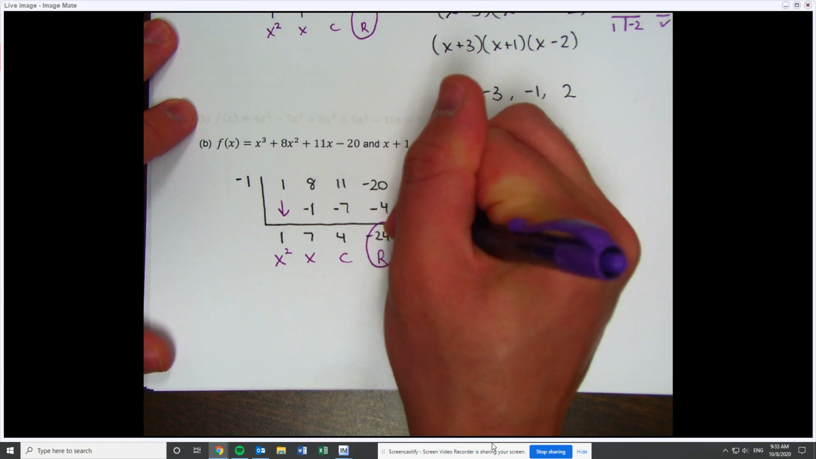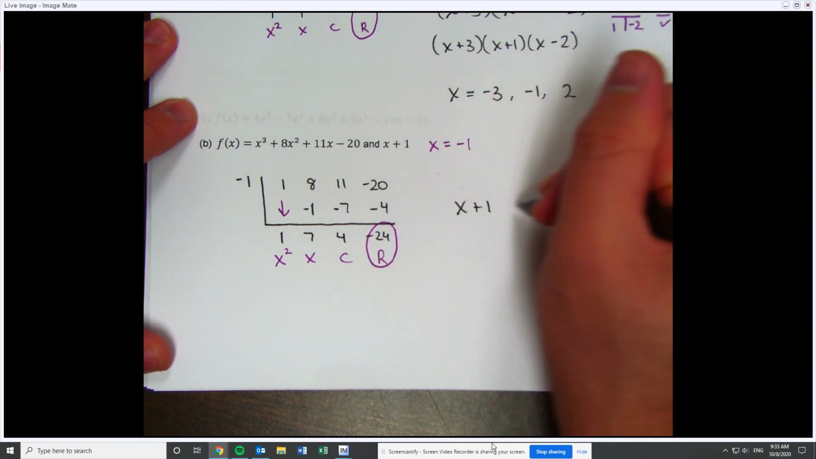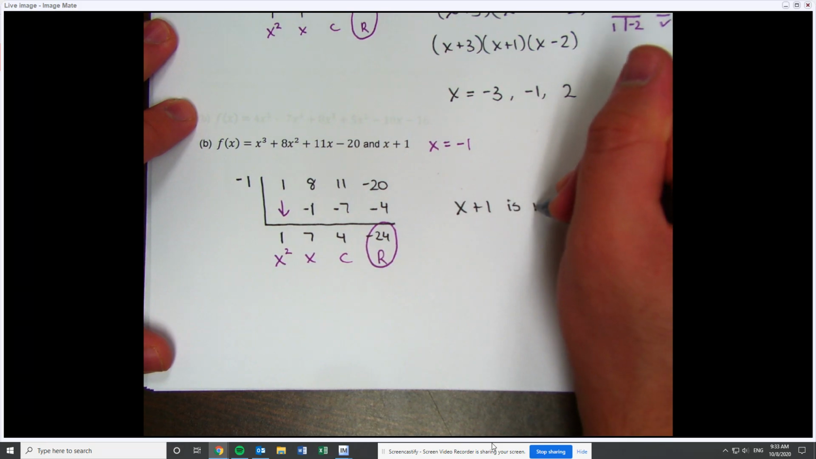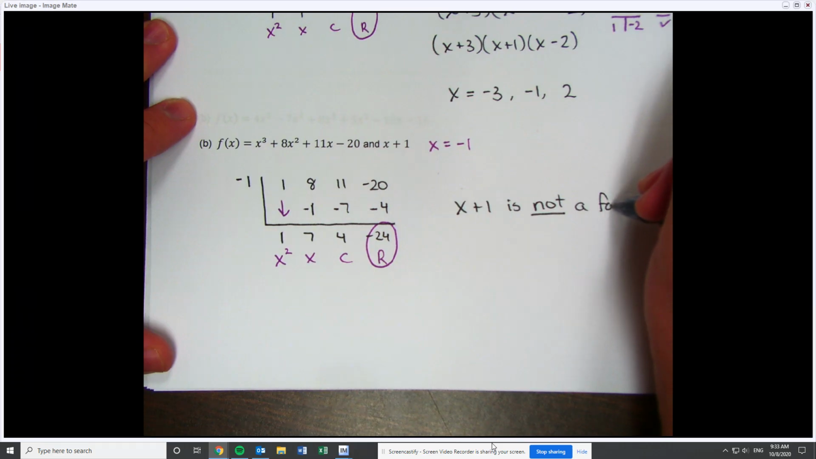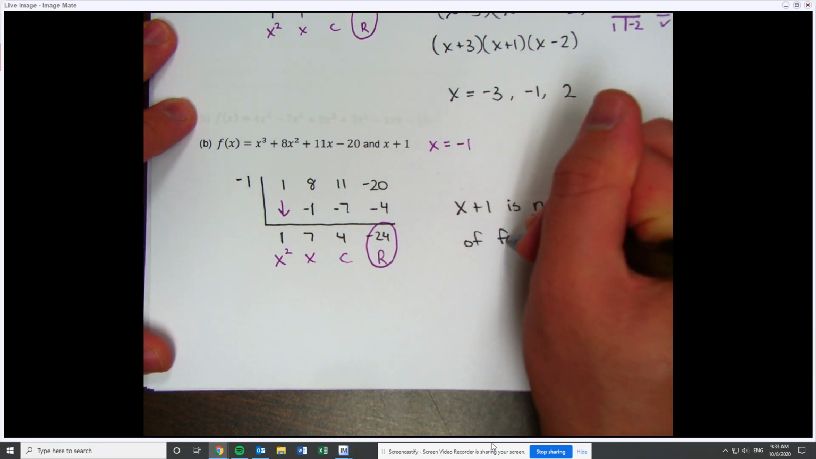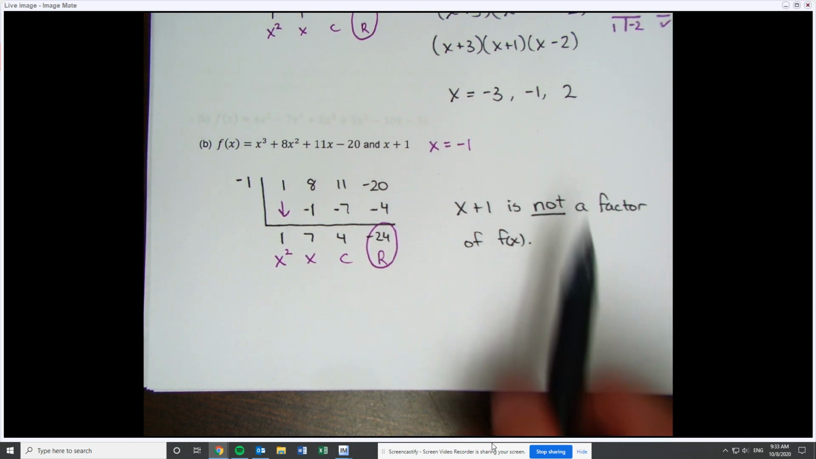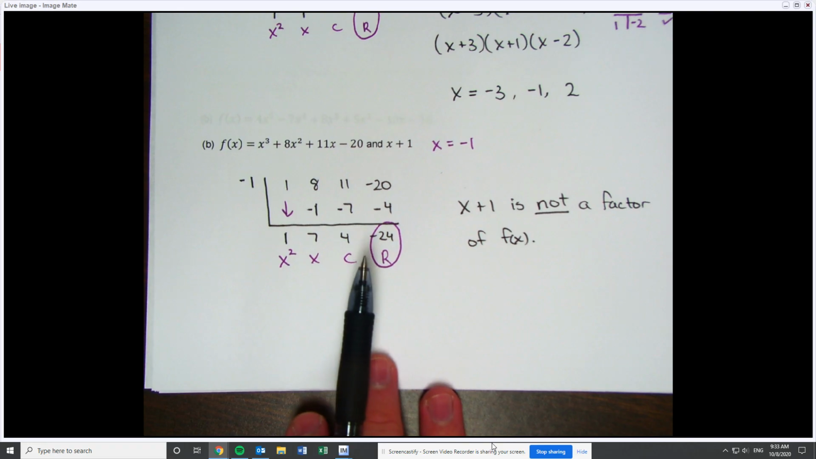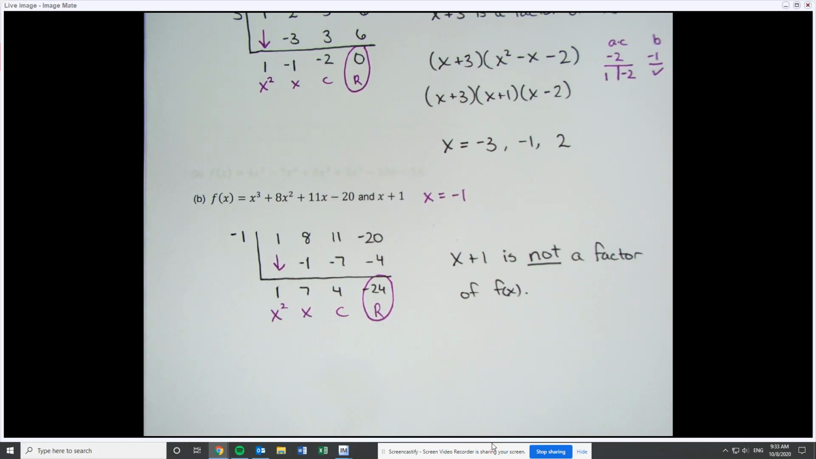So since it's not a polynomial, x plus 1 is not a factor of f of x. And that's it. I can't write it as 2 polynomials touching inside parentheses like I did up above. And you just stop right there. We only care about ones that have 0 for the remainder. That is it.